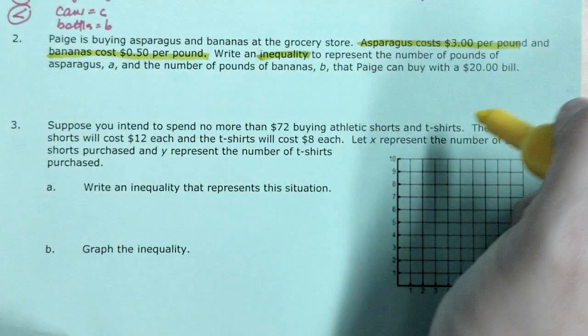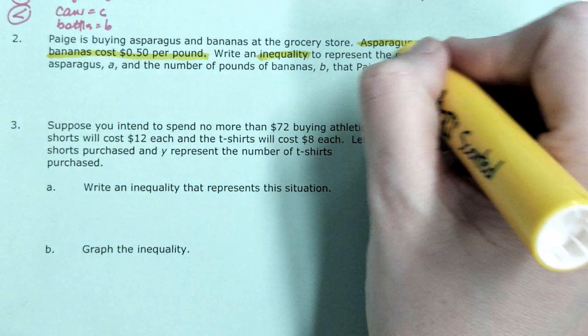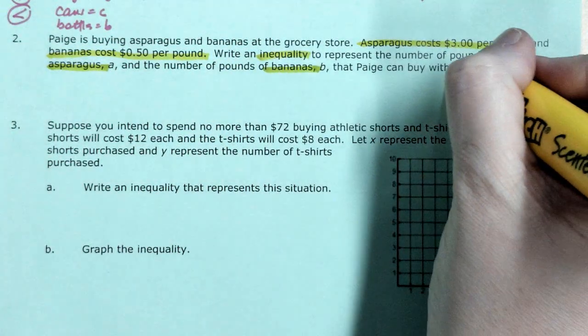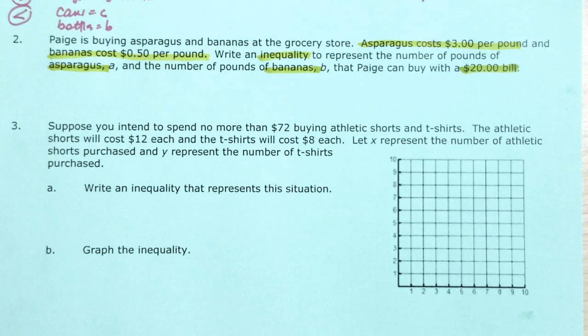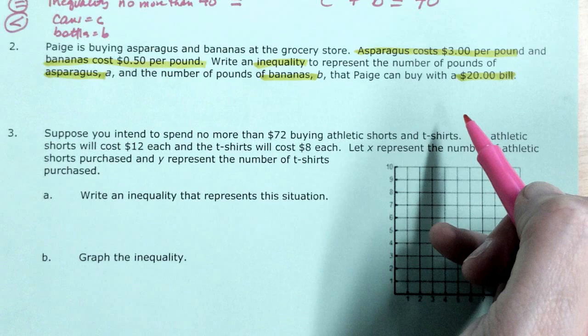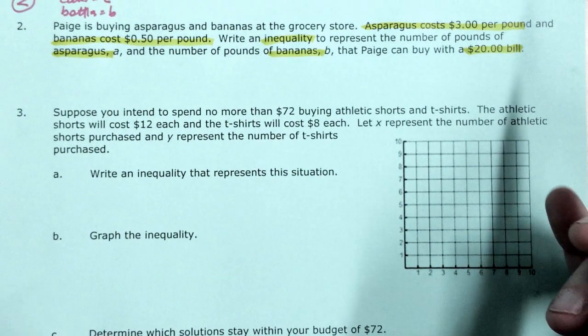I'm writing an inequality, and I want to represent the number of pounds of asparagus, A, and pounds of bananas, B, that Paige can buy with a $20 bill. Now, it says inequality, and even though it says with a $20 bill, why is this an inequality? I want you to take a second and write down why you think this is an inequality.